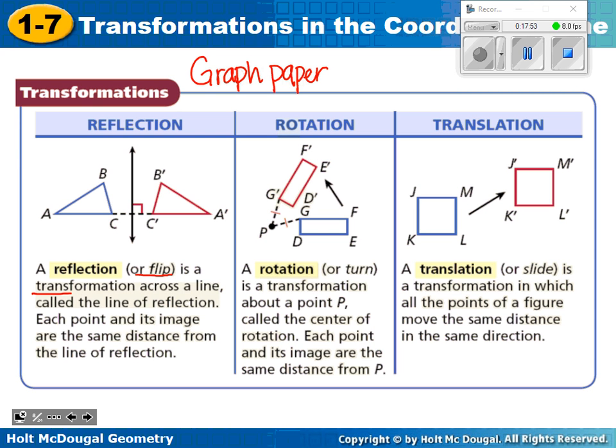A reflection is a transformation that goes across a line. That line is your line of reflection. When you tell me it's a reflection, you must list the line of reflection. Sometimes that's going to be the x-axis. Sometimes that's going to be the y-axis. Sometimes it's going to be a diagonal line, and you're going to give me the equation of it. Sometimes it's going to be a vertical line that's not the y-axis, or a horizontal line that's not the x-axis.